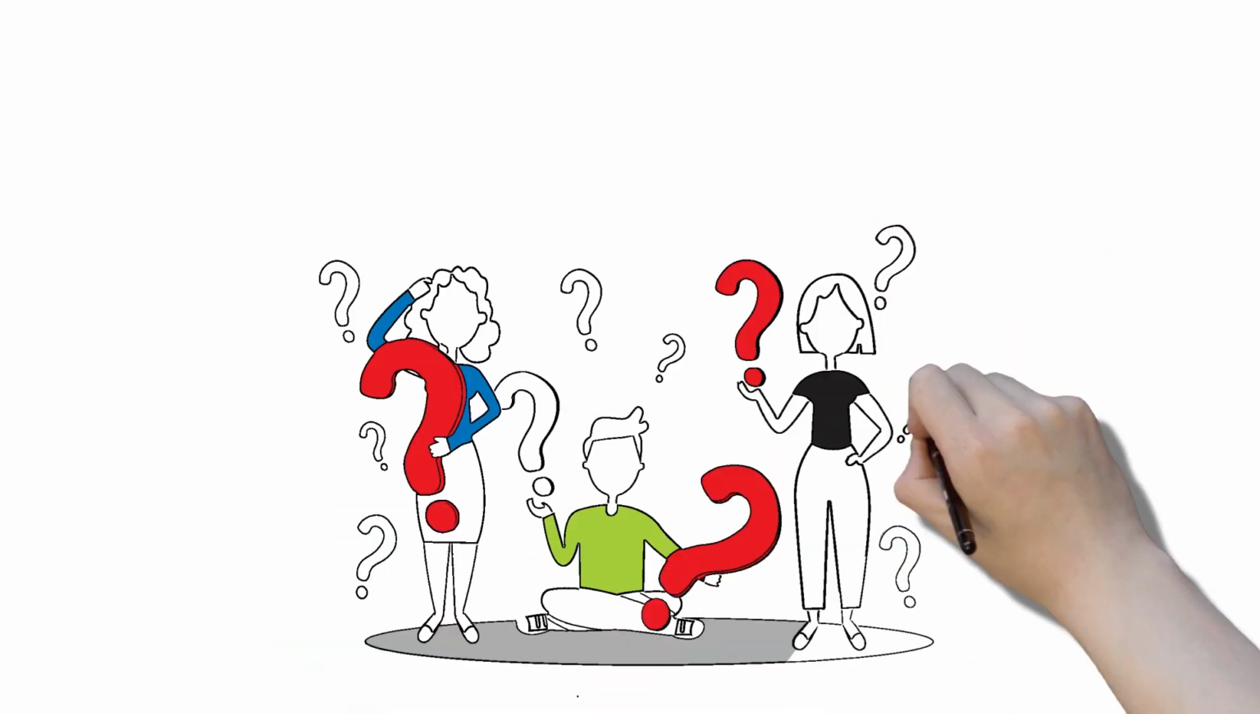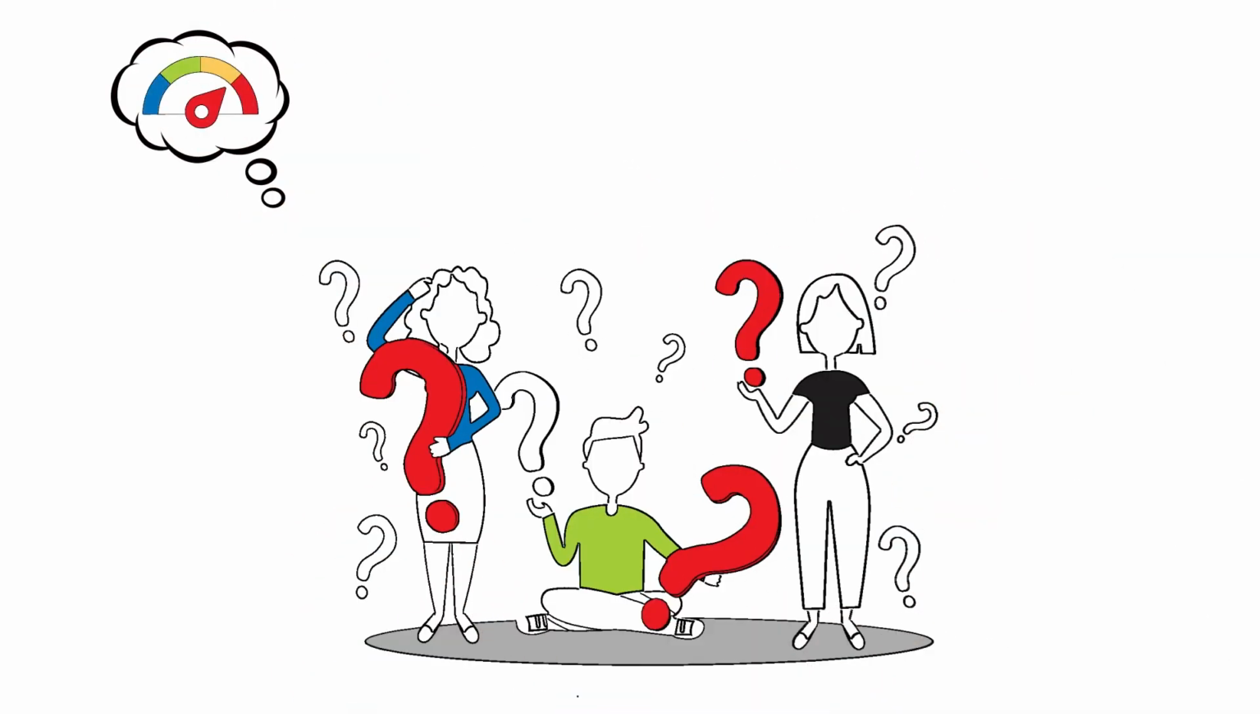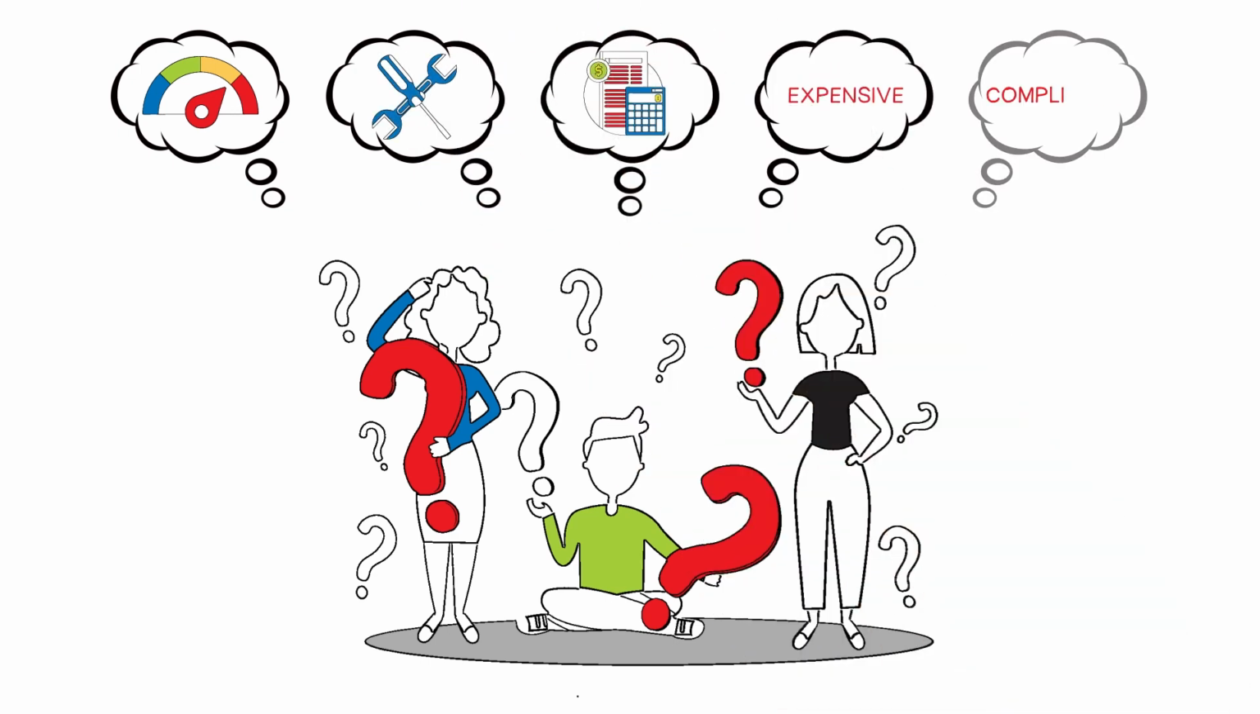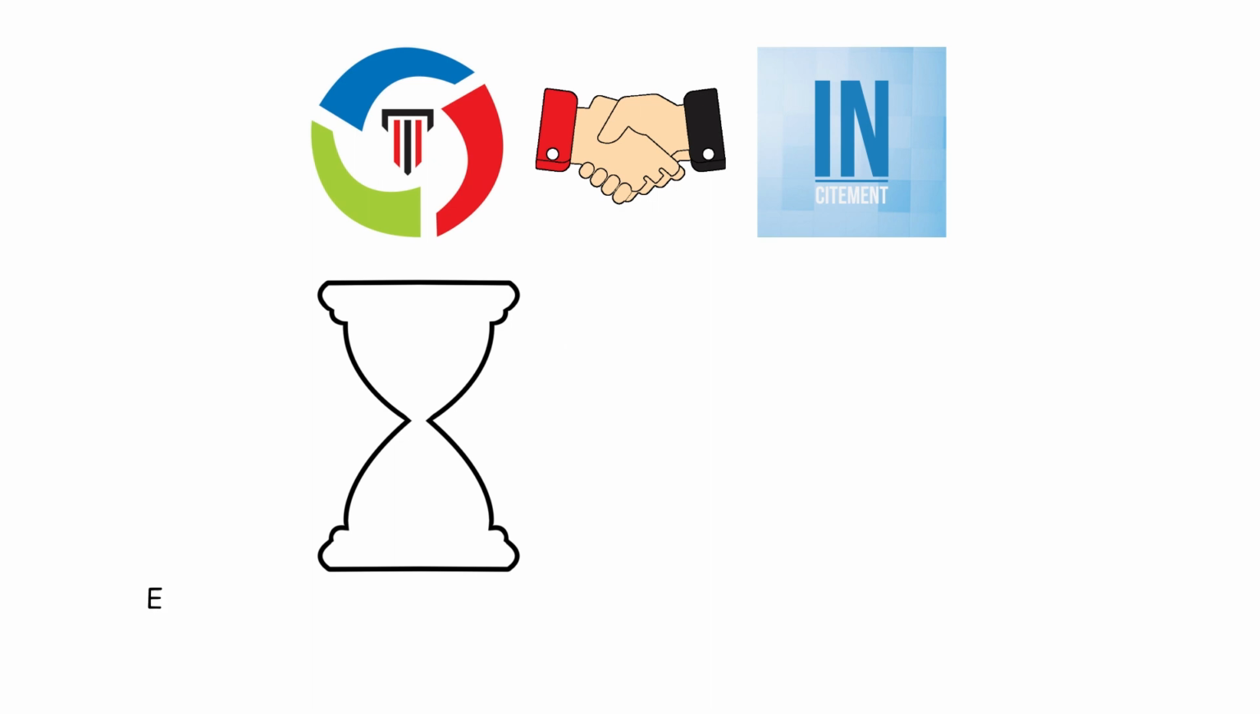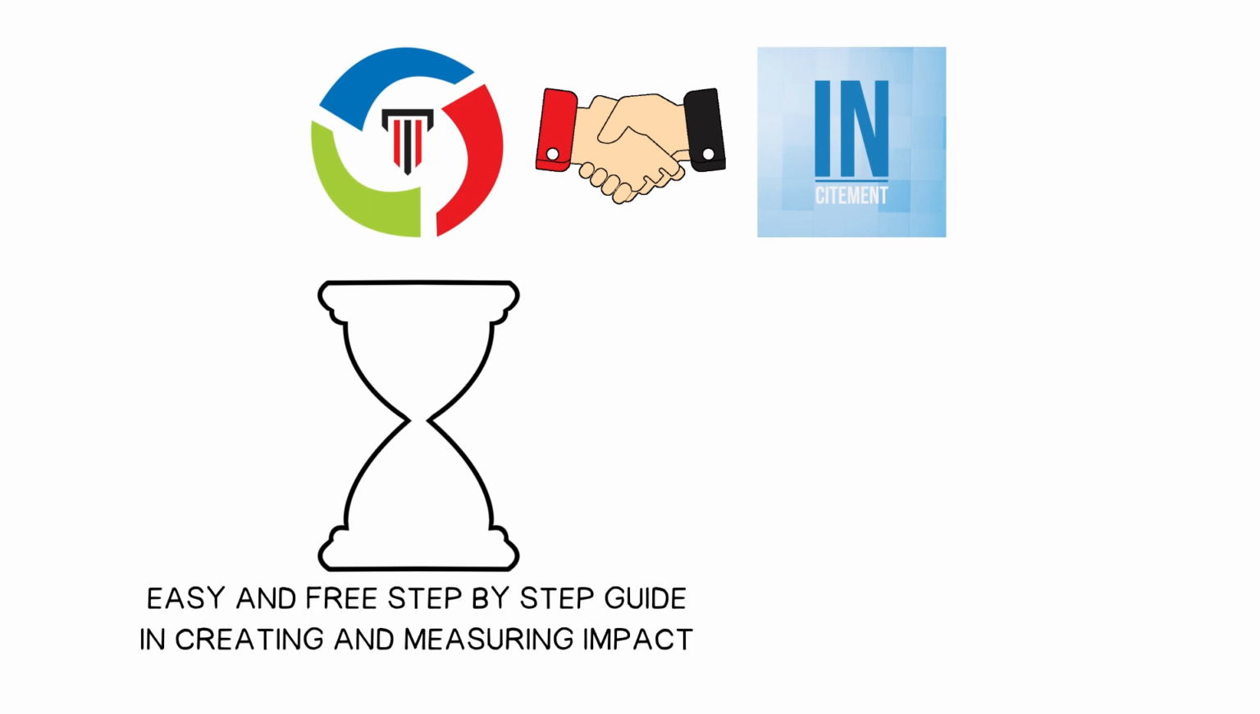In 2017, we hit a bump in the road when we found it hard to measure our impact, and all the tools out there were either out of our budget or very complicated to use. So we partnered up with a social enterprise called Incitement, and we created Hourglass, an easy and free step-by-step guide in creating and measuring impact.